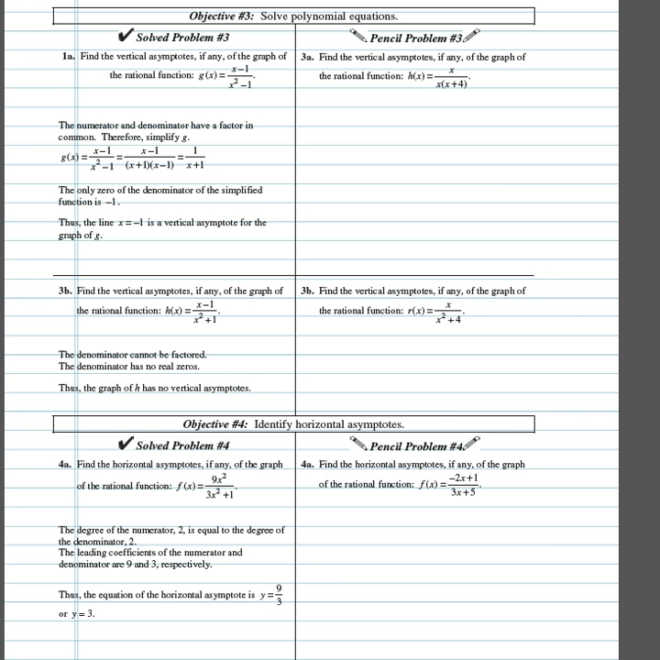Find the vertical asymptotes, if any, of the graph of the rational function h of x. The numerator and denominator have factors in common, so let's go ahead and simplify that. h of x is equal to x over x times x plus 4. When I simplify that, I end up with 1 over x plus 4.